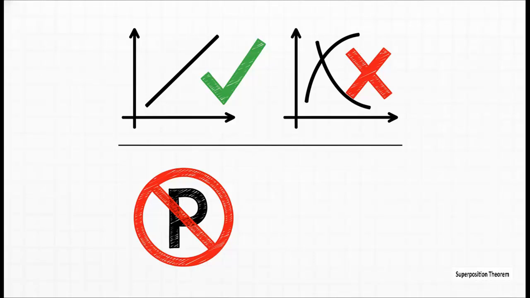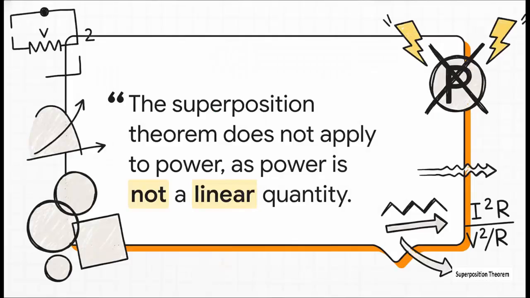And second, and this is the one that trips people up, you cannot, under any circumstances, use it to calculate power directly. And why is that? Well, the reason is simple. Power isn't linear. Just think about the formula for power. P equals I squared times R. See that little squared on the current? That's the problem. Because you're squaring the value, the relationship is no longer linear, and the whole just-add-them-up magic of superposition completely falls apart.